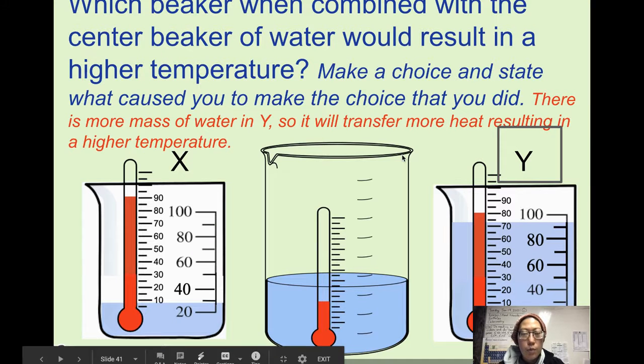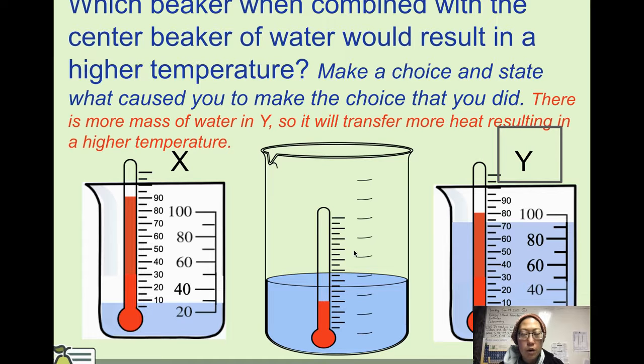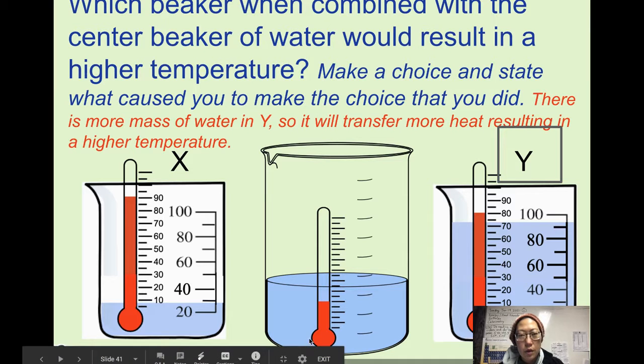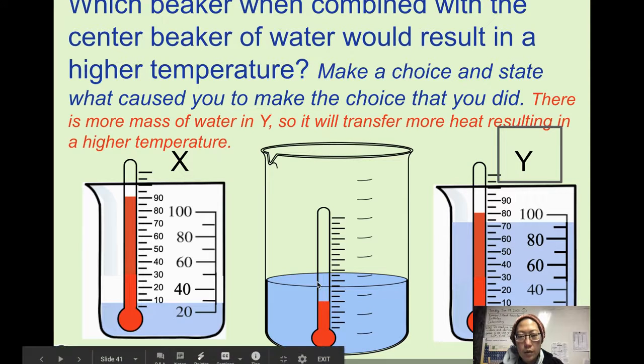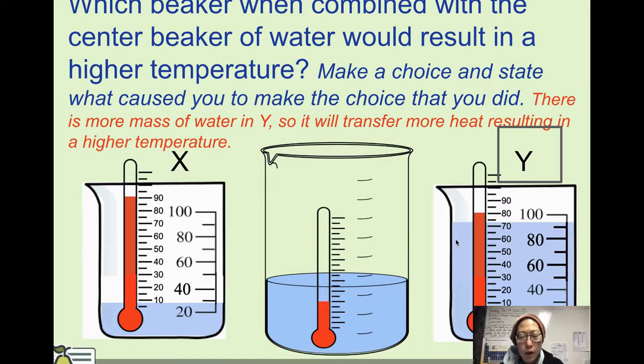All right, so a couple more Pear Deck questions. So if we put this beaker of water in here, and we did a different experiment where we put X into here, it asks which beaker would result in the higher temperature, and that would be Y, right? There's more mass of water in Y. It's almost at the same temperature as X, and so it will transfer more heat, resulting in a higher temperature of these two combined.